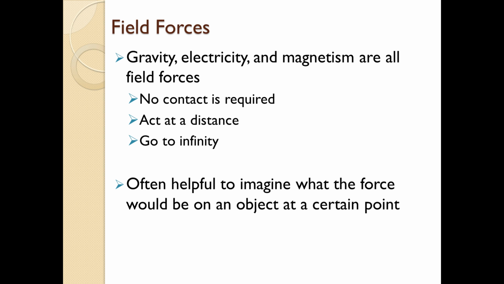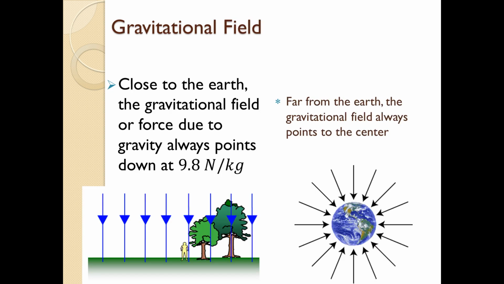Because we have this non-contact, it's often helpful to imagine what the force would be on an object at a certain point. And that's where the gravitational field, or in this case, the electric field, comes in. Close to the Earth, the gravitational field, or force due to gravity, always points down at 9.8 newtons per kilogram. Far from the Earth, the gravitational field points towards the center of the Earth because gravity attracts everything.